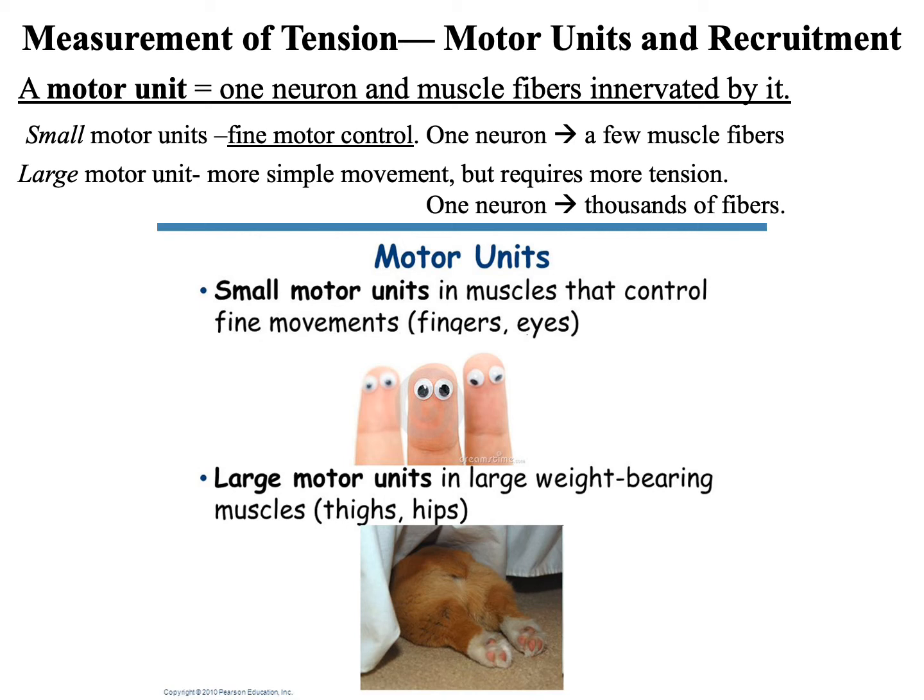But your eyes and your fingers, because there are so many detailed motions, different little directions that your fingers can go, your eyes can go, then I need a motor unit that hits just maybe 5. And then another neuron that hits maybe 5, and then another neuron that hits maybe 5, so that I can get those fine details of motion.